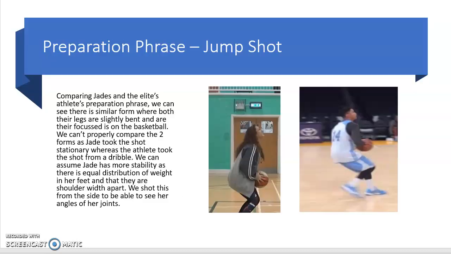So when we look at the elite comparison, when we compare Jade's and the elite athlete's preparation phase, we can see there is a similar form where both their legs are slightly bent and their eyes are focused on the basketball net. We can't properly compare the two forms, as Jade took the shot stationary, whereas the athlete took the shot from a dribble. We can assume Jade has more stability, as there is an equal distribution of the weight in her feet, and her feet are shoulder width apart.